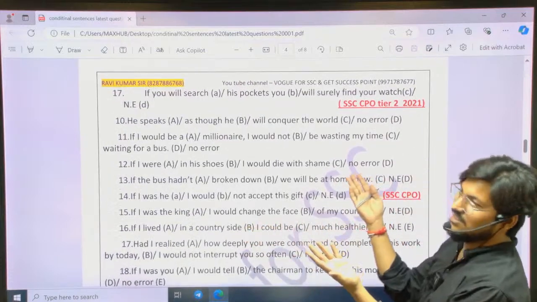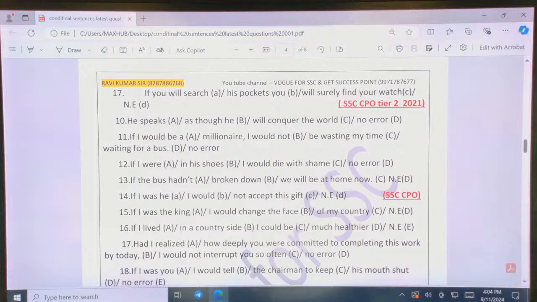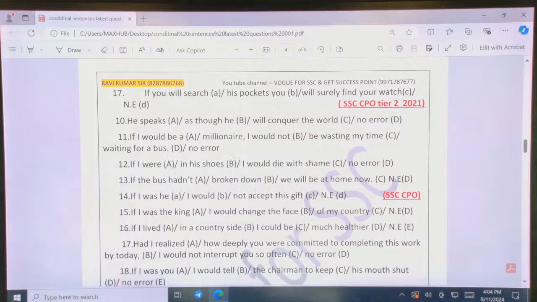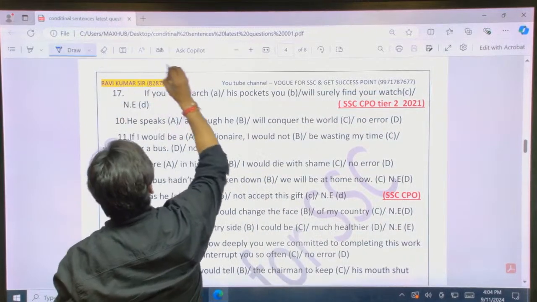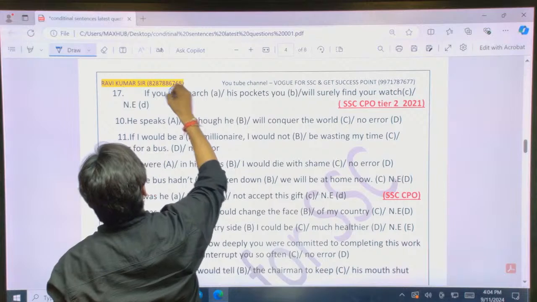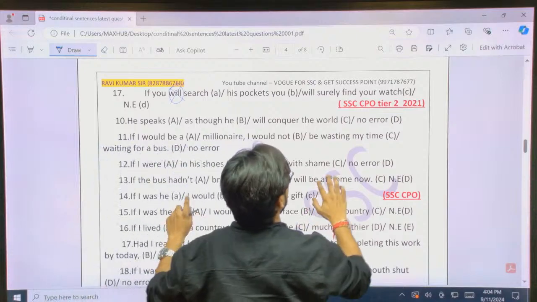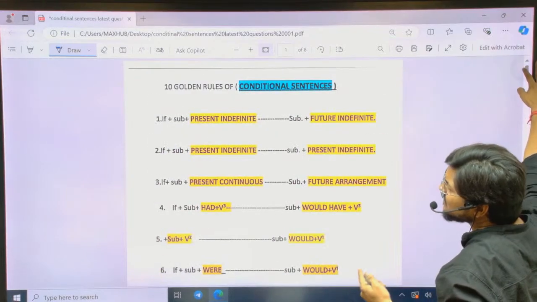Question number 17. There we go. Tell me fast. If you will search his pockets, you will surely find your watch. The question has been asked in CPO SSC Tier 2 2021. The answer is we never use two wills in a sentence. If the sentence starts with if, the answer must be that will is not used. So these are the rules.